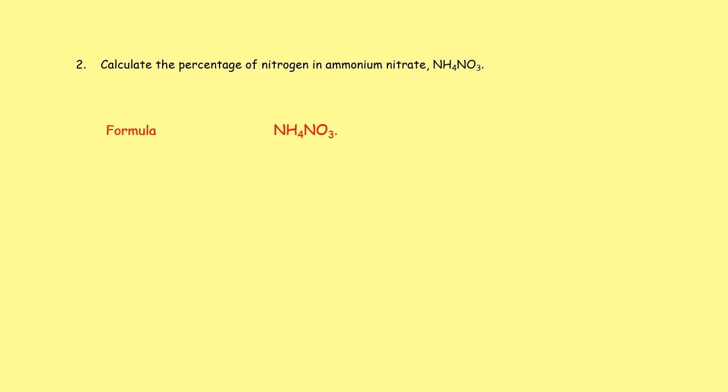So the first thing is the formula is NH4NO3. Now the formula mass, we have 2 nitrogens. So remember this N symbol appears twice. So we have 2 nitrogens, so that's 2 times 14. We have 4 hydrogens, which is 4 times 1. And we have 3 oxygens, which is 3 times 16. When we add that together, we get 80.